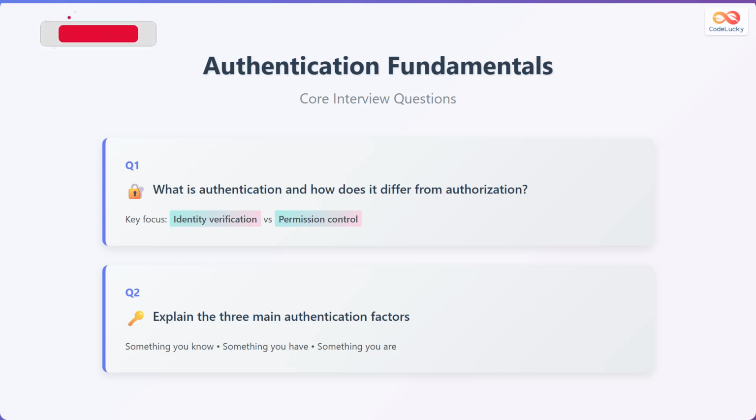The second key question focuses on the three main authentication factors. These are something you know, like passwords or PINs, something you have, such as tokens or smart cards, and something you are, which includes biometric data like fingerprints or facial recognition. Understanding these factors is crucial for implementing multi-factor authentication systems.